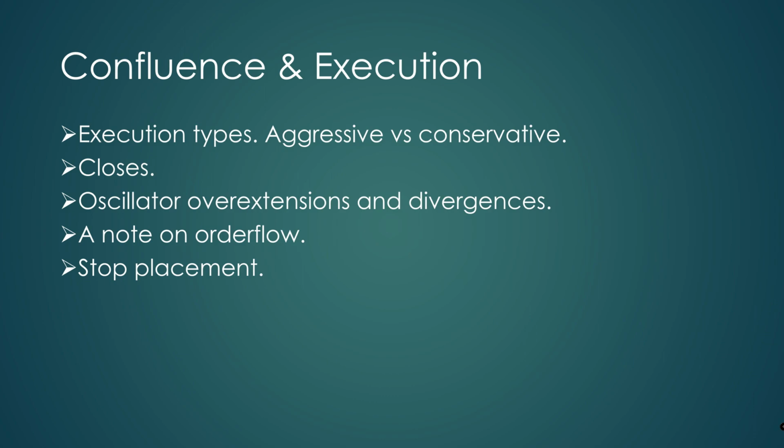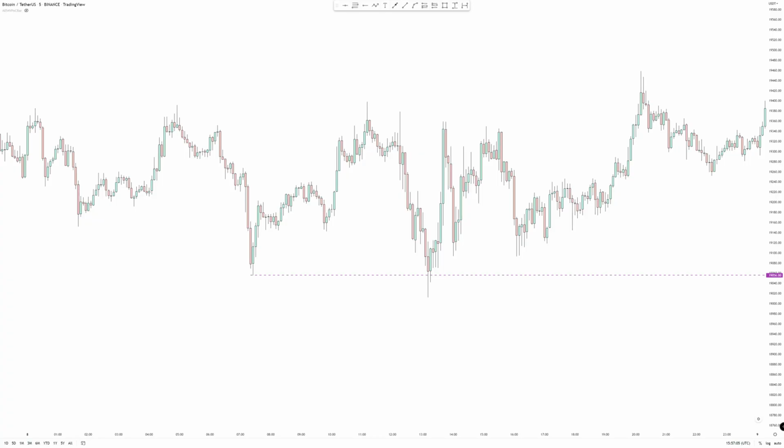Okay guys, last section for this video, confluence and execution. So we'll be looking at execution types, aggressive versus conservative, candle closes, oscillator overextensions and divergences, a note on order flow, and lastly, stop placement. Okay, so before we get into this, I want to say off the bat that this video is only covering price action concepts, and there will be some guidance here on execution, but my primary tool for execution is order flow, which I'll cover in a couple videos' time, so make sure to sub, keep notifications on for that as it will be coming up soon, all right?